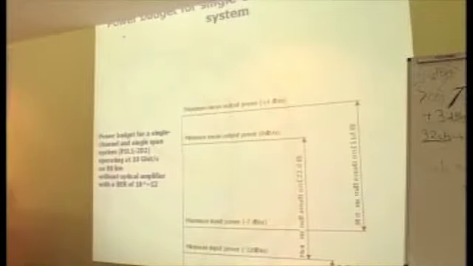So, power budget for a single channel, single span system. This is just a power budget for the single span, single channel system. As you saw yesterday in chapter 6, we can draw such a picture of the power budget: maximum mean output power, minimum output power, maximum input power, minimum input power, and this is the receiver sensitivity. This is just the necessary power for the receiver.